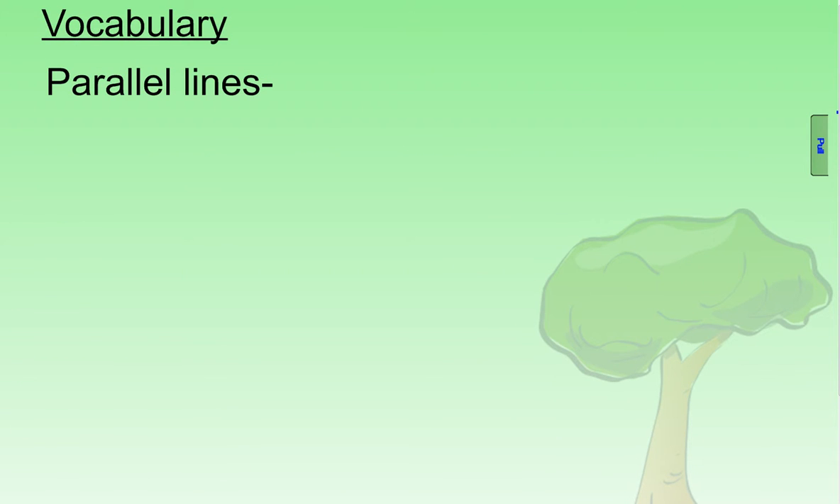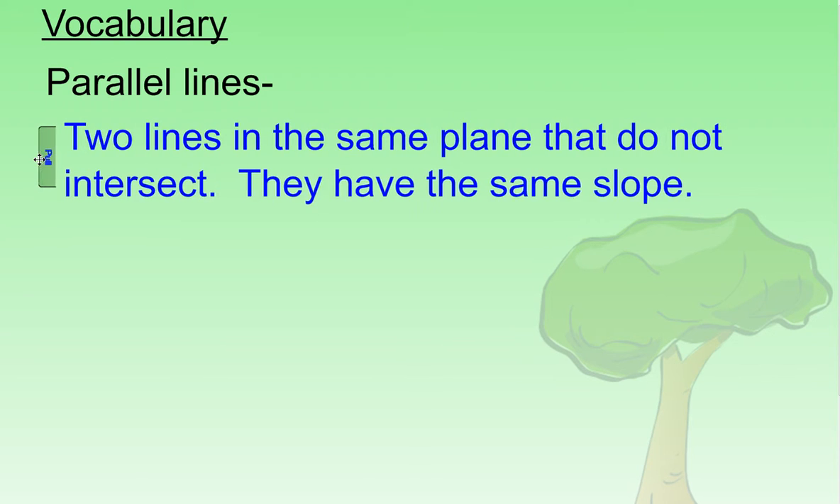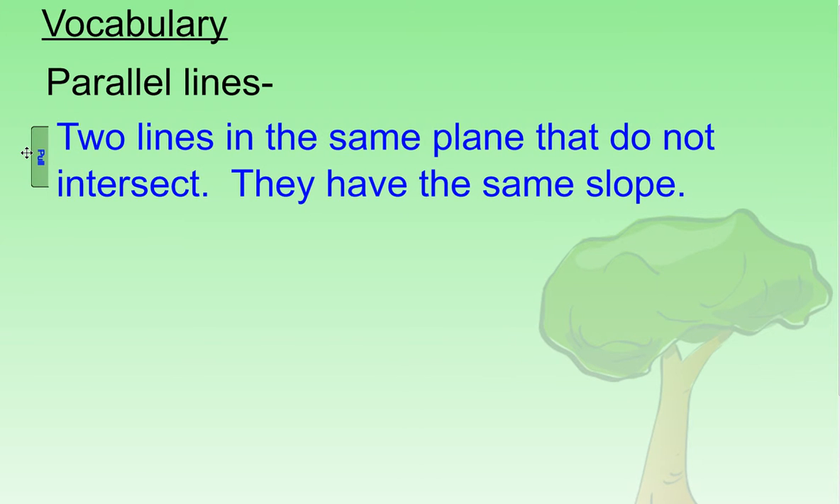Our one new vocab word for this lesson is parallel lines. Parallel lines are two lines in the same plane that do not intersect. So that would mean that if you have two lines, let me duplicate this one. Those two lines are parallel. They will never intersect. They will never cross. They will never meet. They will always stay apart forever. So these two lines never intersect.